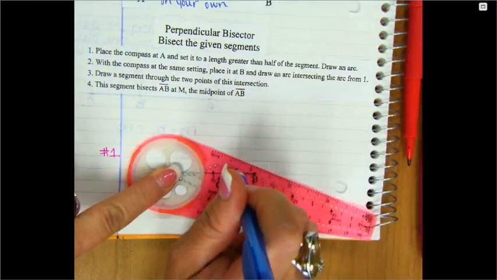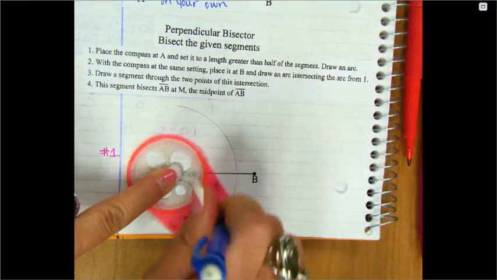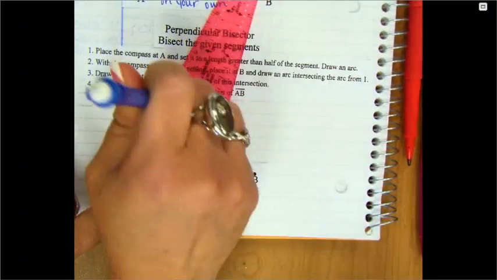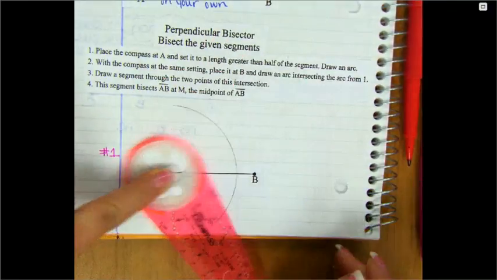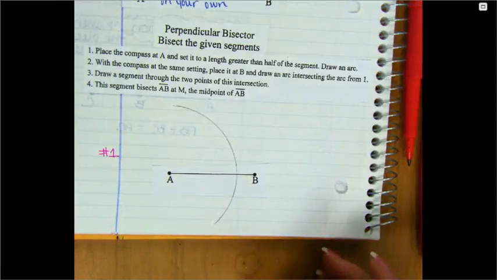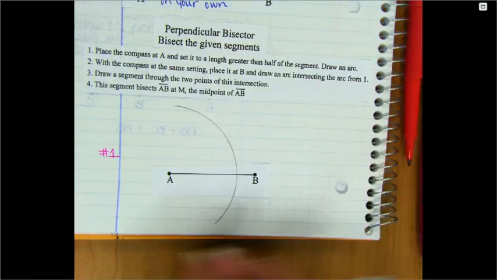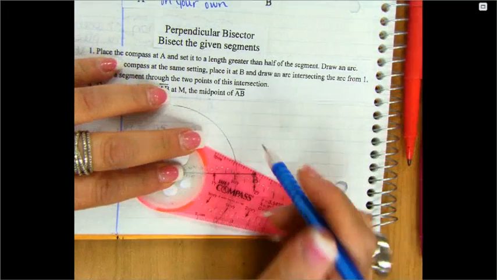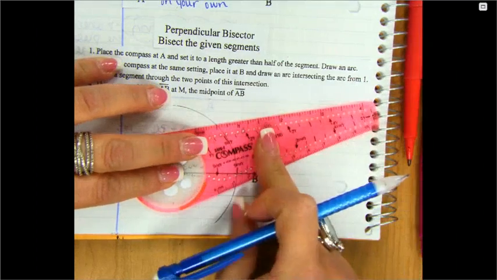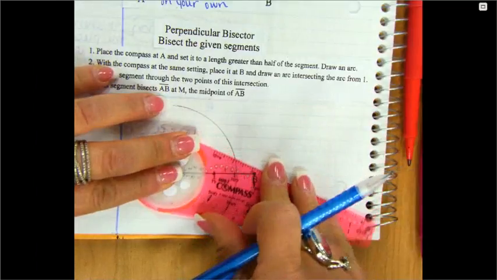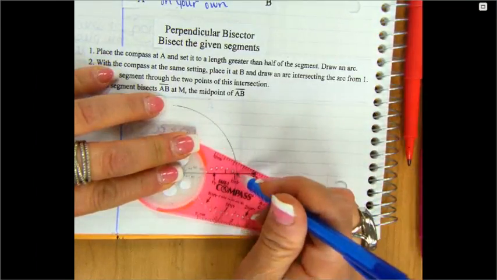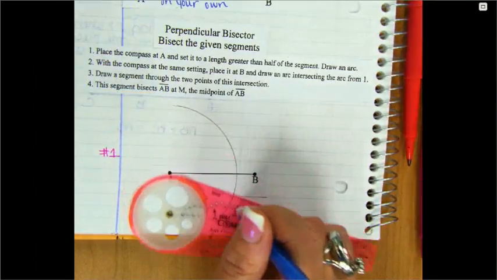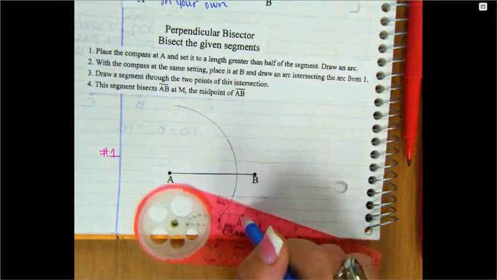Now what it says is you're going to draw an arc. So it looks like this. But remember which little dot you put your pencil in, because you need to know for the next side. Okay? So know which little dot it was?